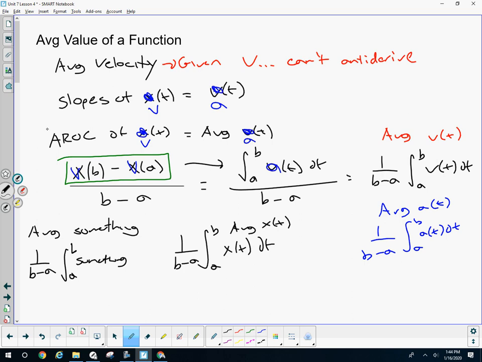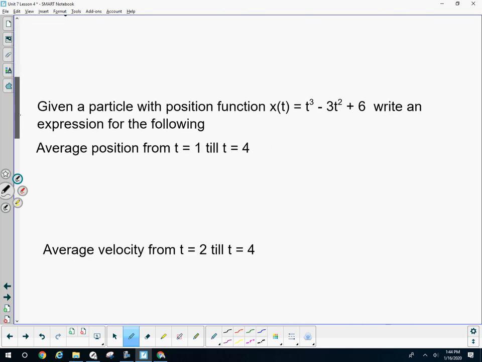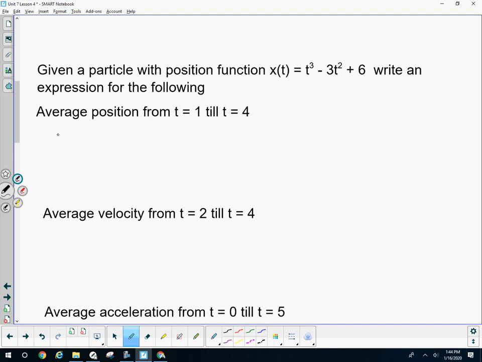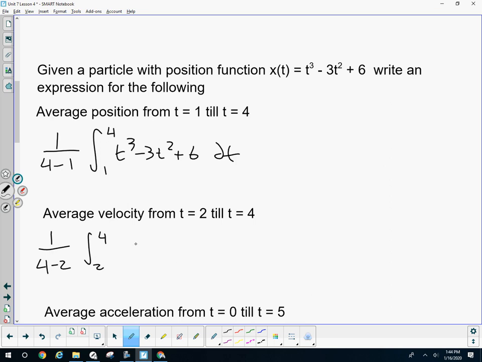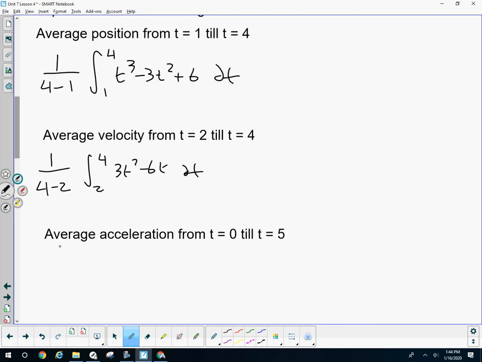Okay? Quick examples. Average position from 1 to 4: 1 over b minus a, integral from a to b of, okay, I get position, plug in position. If you have a calculator, plug that in, piece of cake. Average velocity from 2 to 4: 1 over b minus a, integral from a to b of, well, I just need velocity in here. 3t squared minus 6t. Great. You can plug this into your calculator and calculate it. Average acceleration: well, 1 over b minus a, integral from a to b of a, 6t minus 6.